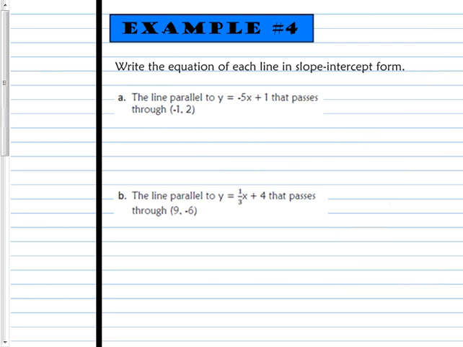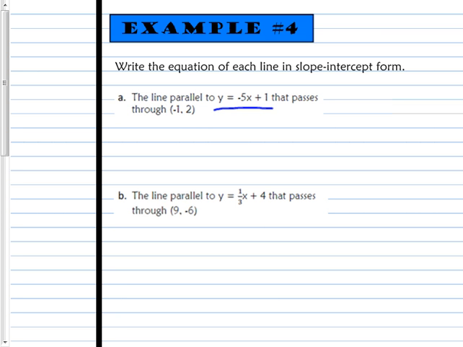We have two examples left, examples 4 and 5. Write the equation of each line in slope-intercept form. So looking at our first example, the line is parallel to y equals negative 5x plus 1. This is already written in slope-intercept form, which is nice. We don't have to convert it to slope-intercept form. And the first one says it must be parallel.